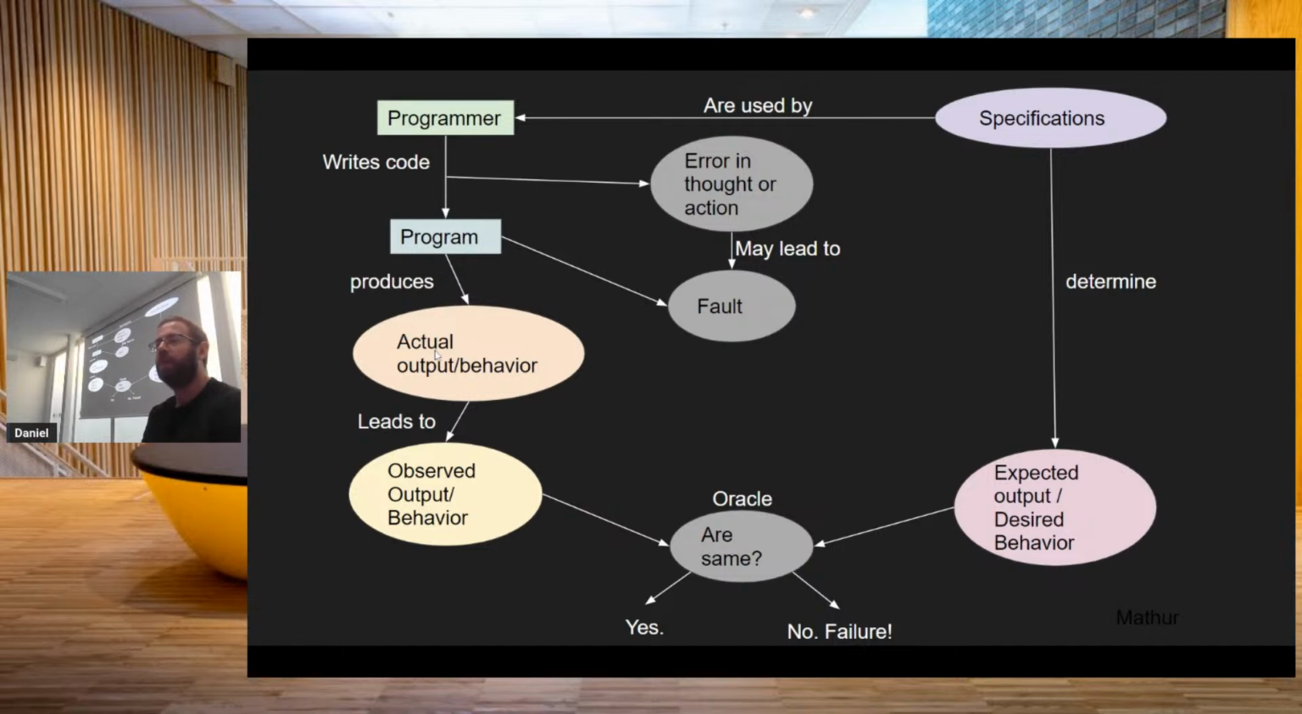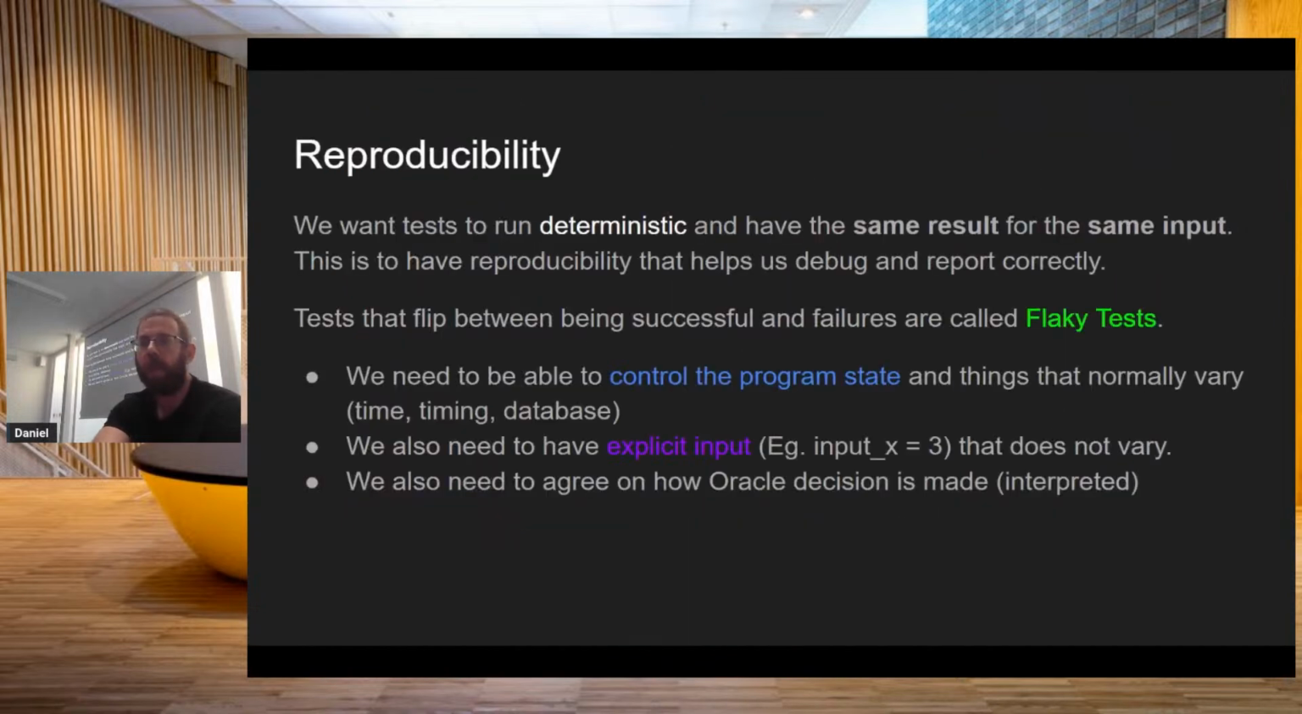The program produces actual behavior that leads to observed output behavior. The specification itself determines expected output or desired behavior. And then the oracle decides, are these the same or not? If they are the same, yes, this is what we expect. The test case succeeds. If we determine them to not be the same, we have a failure.